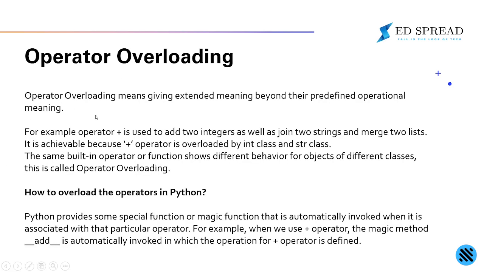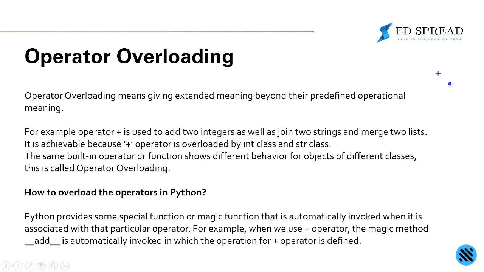Operator overloading means giving extended meaning beyond their predefined operational meaning. For example, if you are trying to add two integers, we directly get the output, right? But behind the scenes, there is a function called __add__, which is written over here where my cursor is pointed, and that add is being executed in the background, and that is where the addition of two integers happens. Similarly, for concatenating two strings, there is a separate function that is also called add, and that is being executed in the background. That is not visible to us, and it is embedded inside Python.